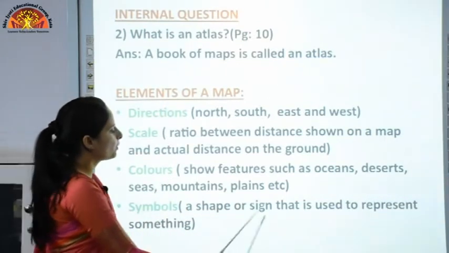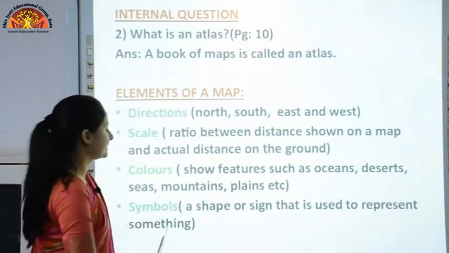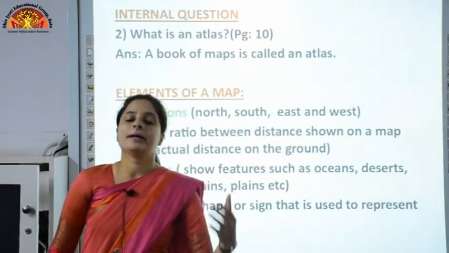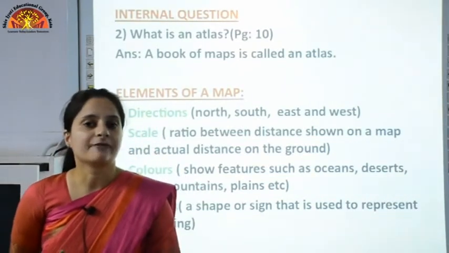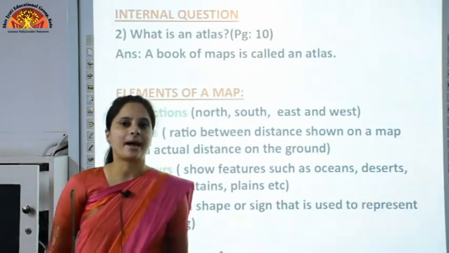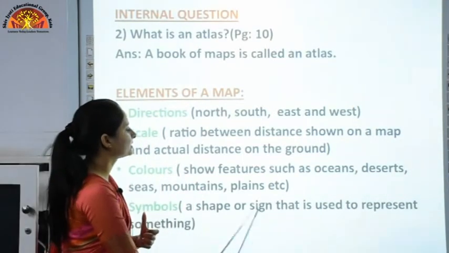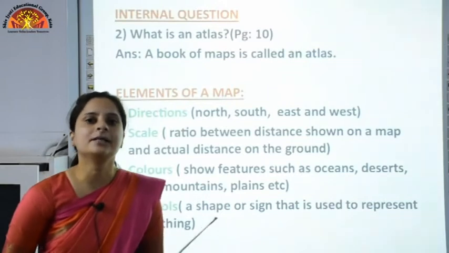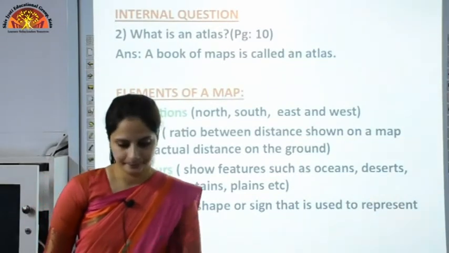Now, to represent the different features on a map, you use colors. Symbols, a shape or sign that is used to represent something. If you have to represent a bridge, you have to mark a river or show a church on a map, you will use different shape or sign. These are nothing but symbols which are used in a map.